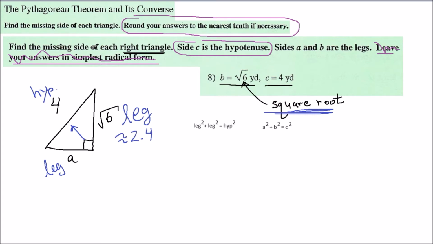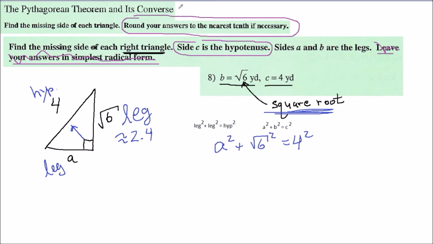Okay, so here I go. Whether I use leg squared plus leg squared equals hypotenuse squared, or A squared plus B squared equals C squared, it's essentially going to come out to A squared plus the square root of 6 squared equals 4 squared. Notice I'm not using the 2.4 because it's not 2.4, it's close to 2.4. I don't like using rounded numbers in my work. I like to save my rounding for the end if I need. So A squared plus the square root of 6 squared equals 4 squared.